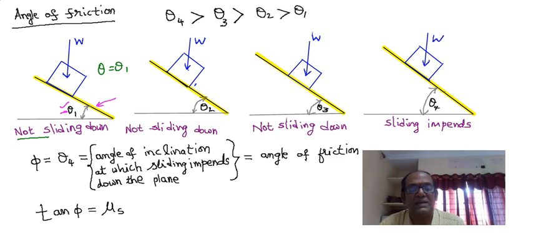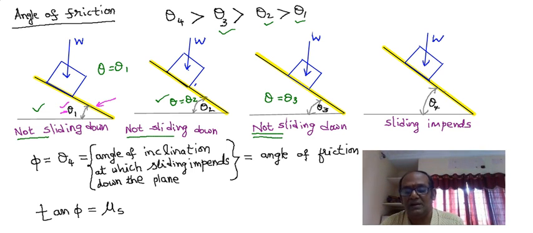Let us slightly increase the angle of inclination to theta equal to theta 2. Here the block is not sliding. We slightly increase it again, the block is still not sliding down, and we further increase it to theta equal to theta 3. We have taken the values of theta 1, theta 2, theta 3 in increasing order. The block is not sliding down.